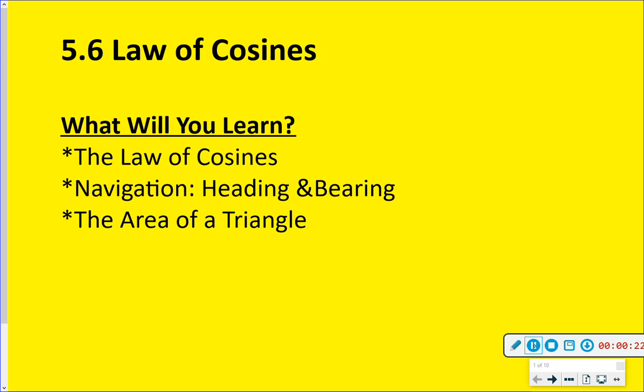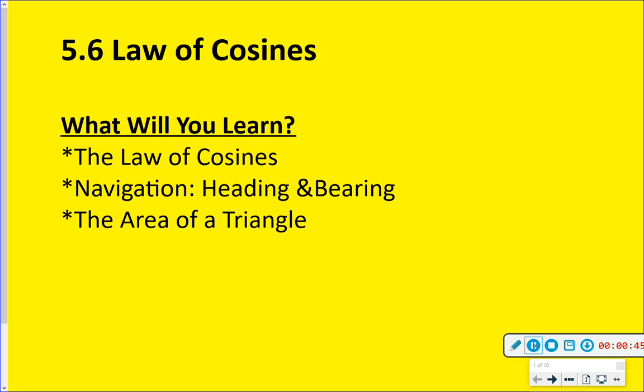Now, Law of Sines is great when you have an angle and the opposite side. That's what we need to set up our proportions. However, that's not always the case. What if I just give you three sides and no angles? You could not use Law of Sines. So that's where Law of Cosines comes into play. So it just depends on what given information you have as to which law you're going to use.